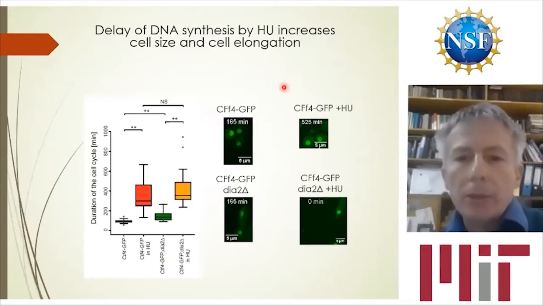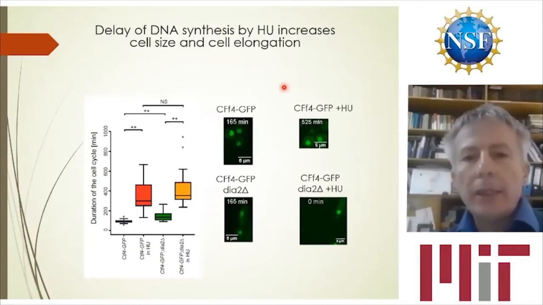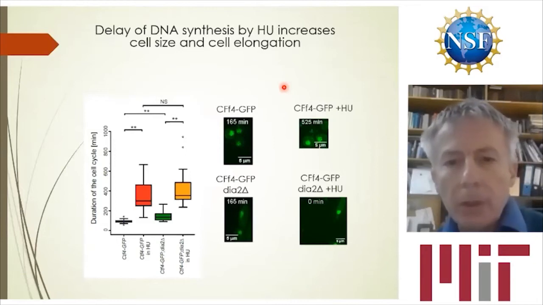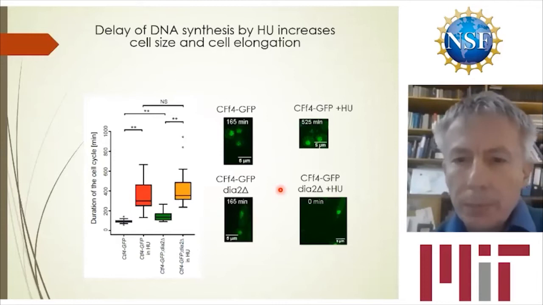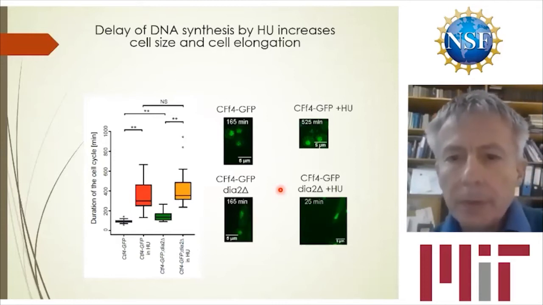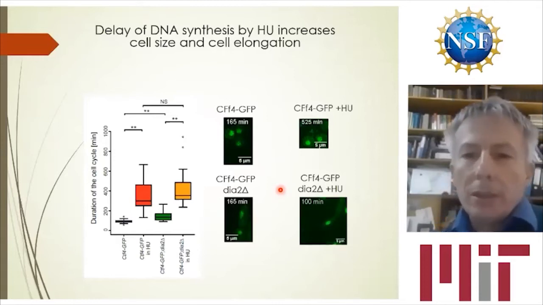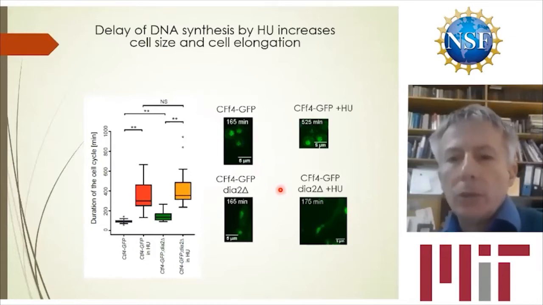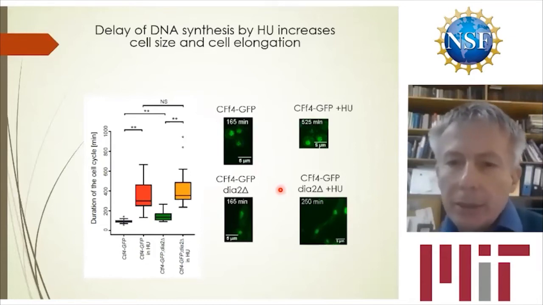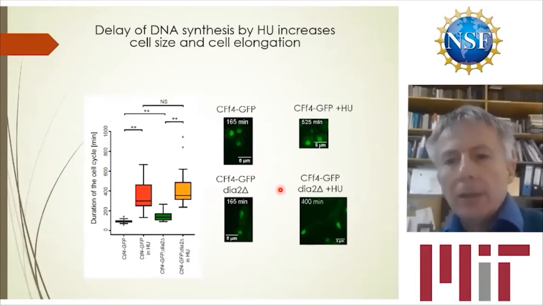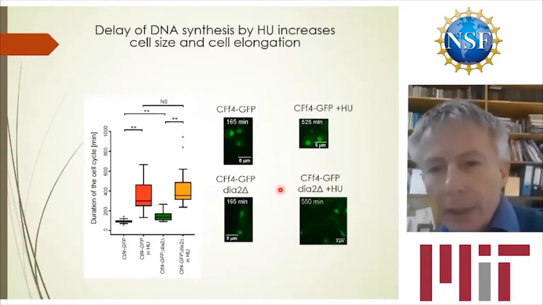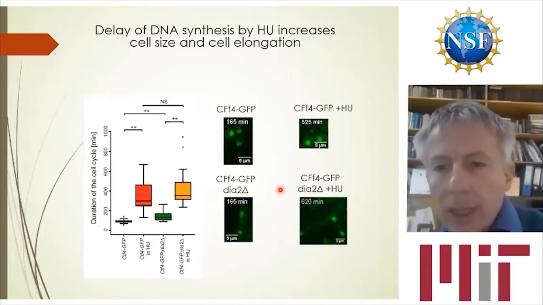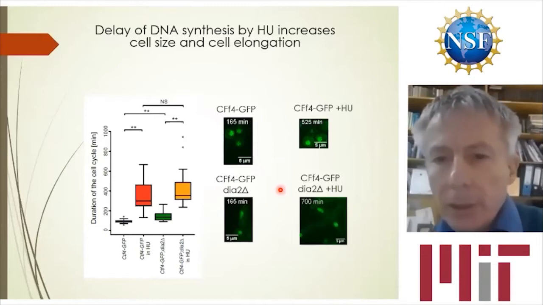What happens with DIA2 deletion cells, actually? Without hydroxyurea, they divide, but a little bit longer, and one of the cells is elongated. But when you add hydroxyurea, you can see the cells' elongation becomes really high. There is some problem with the nucleus dividing, and somehow they are connected with the DNA bridges.